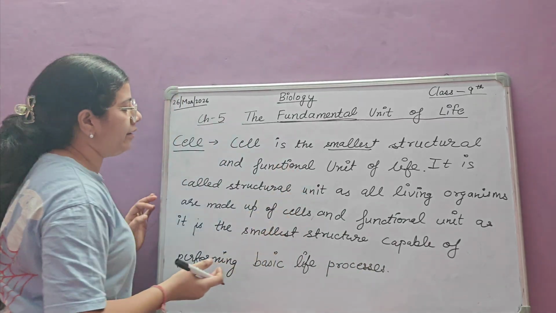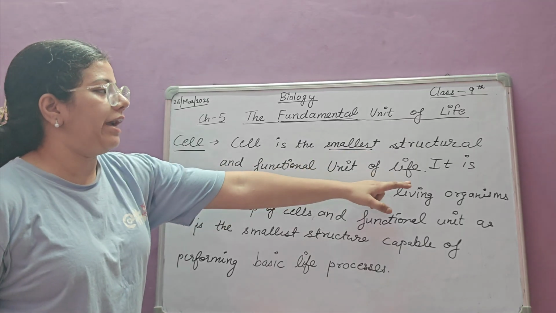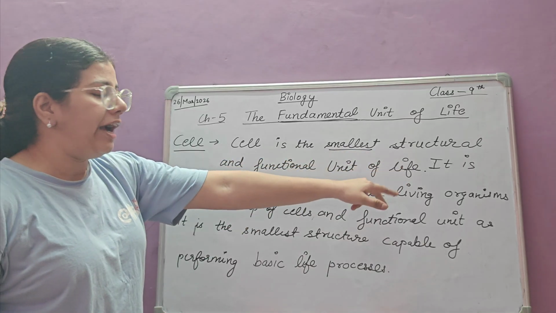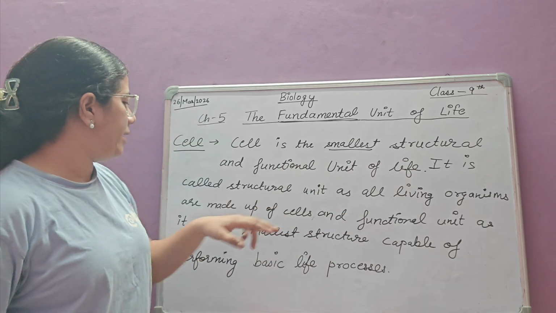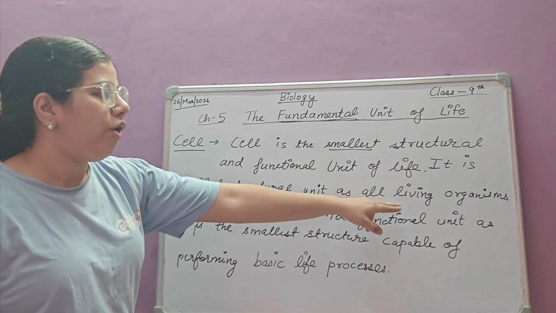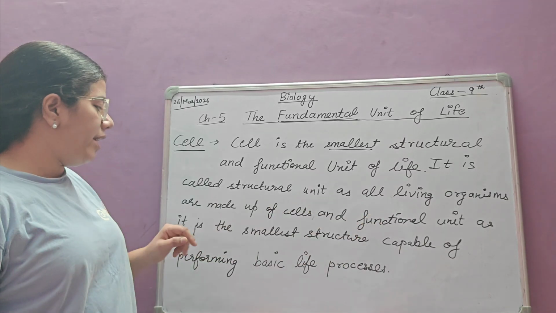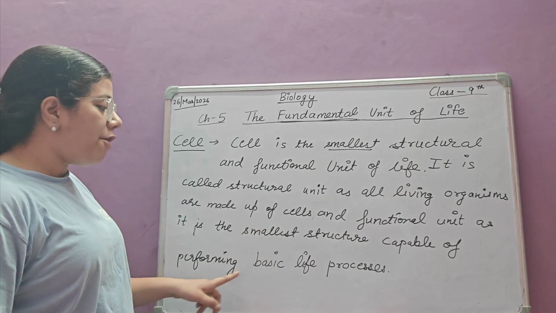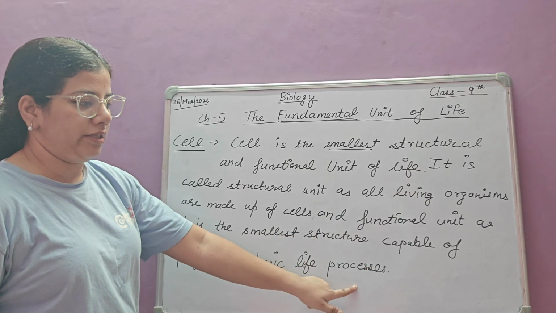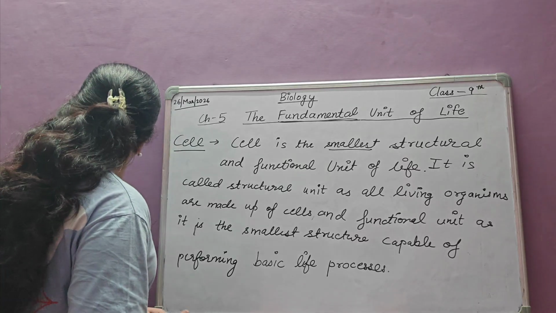So I am reading it again. Cell is the smallest structural and functional unit of life. Why are we calling it structural and functional unit? The reason is written here. It is called structural unit as all living organisms are made up of cells, and functional unit as it is the smallest structure capable of performing basic life processes. Okay, so I am going to the next topic.